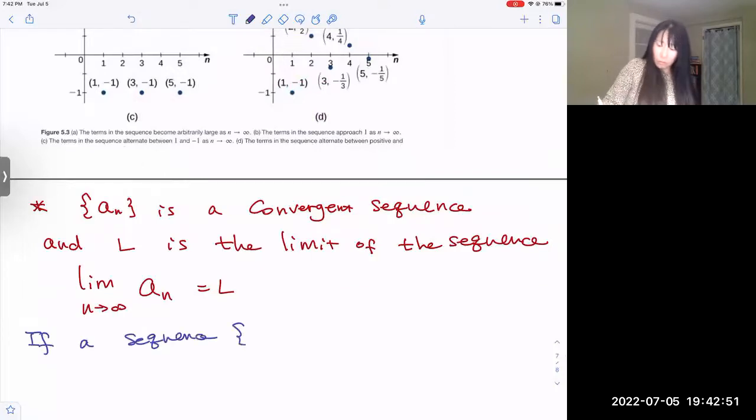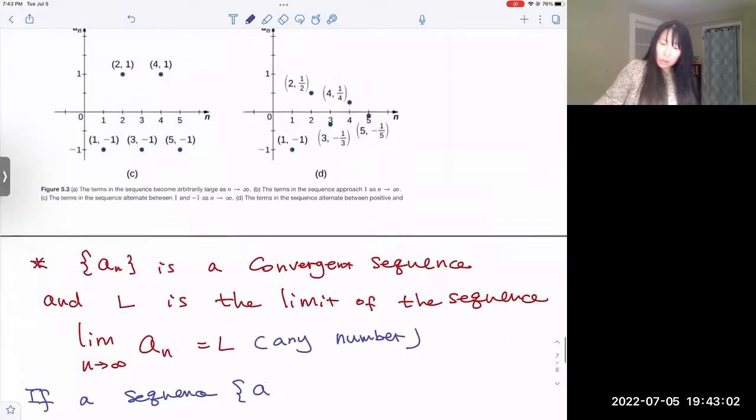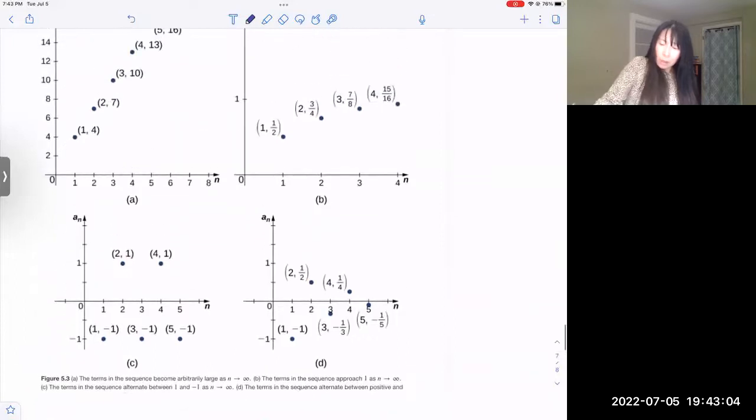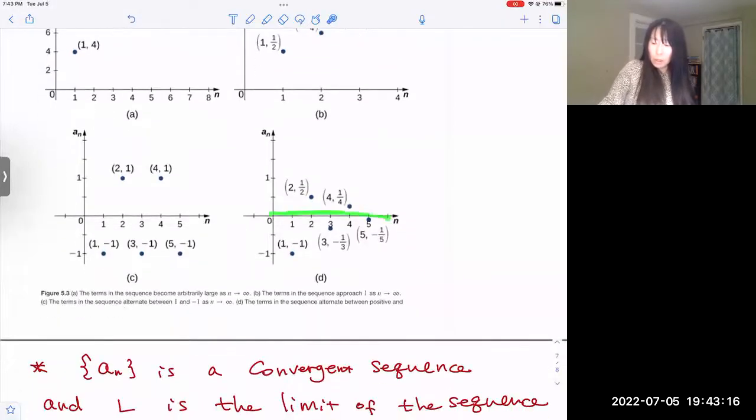What does L represent? Just a number. Okay. So in this case, L equals 1, right? In this case, the limit approaches 1. In this case, the limit approaches 0.